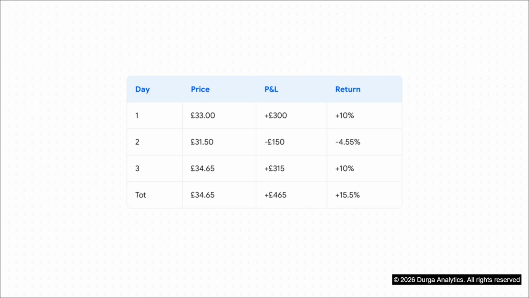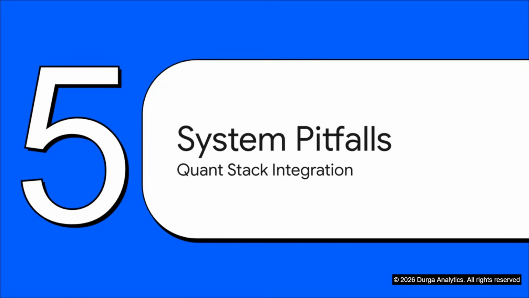If you simply try to add 10 minus 4.55 plus 10, you'd get 15.55%, but that is mathematically wrong. The actual return is 15.5%. Why? Because each day's percentage applies to an already changed price. Returns absolutely must be compounded. They are multiplied across time. So 1.10 times 0.9545 times 1.10 minus 1 gives us the true 15.5%. Remember this ironclad rule for your systems. Pounds add, returns multiply.